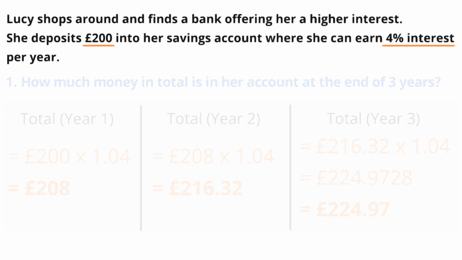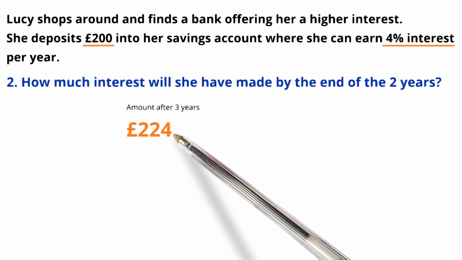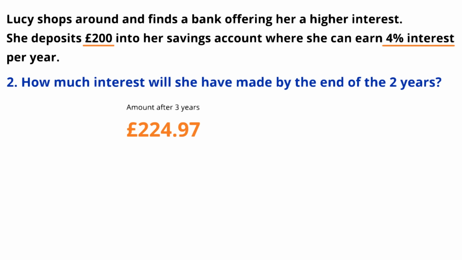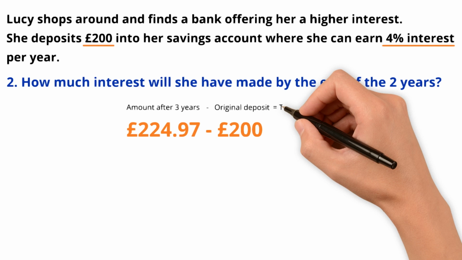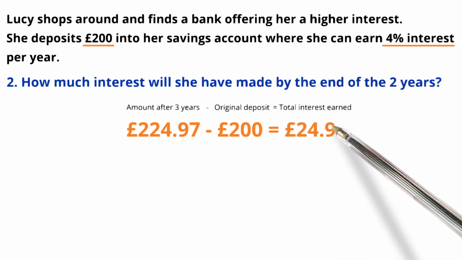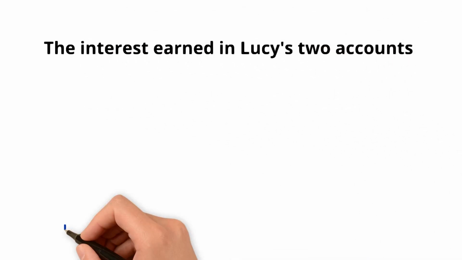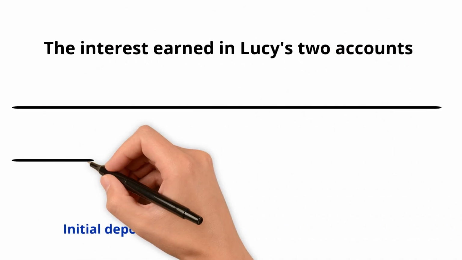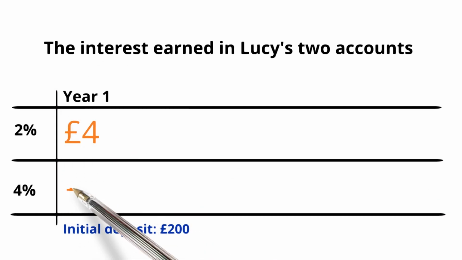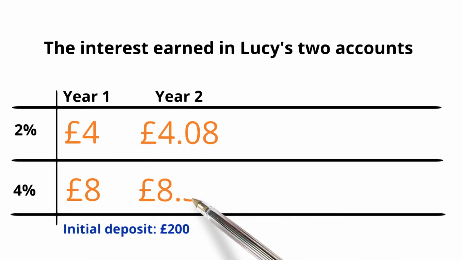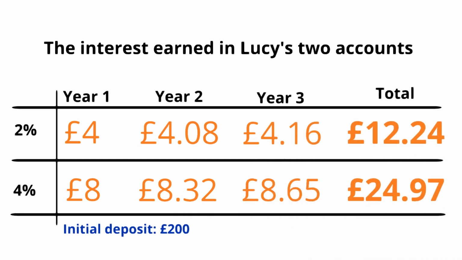We can now work out how much interest Lucy has earned. We do this by calculating the difference between the amount she ends up with after 3 years with the amount she deposited at the start. So, Lucy earned £24.97 in interest over the 3 years. Let's look at how the change in interest rate impacted the interest earned in Lucy's 2 savings accounts. By doubling the rate of interest that Lucy earned, she more than doubled the amount of money that was added to her account in interest over the 3 years.